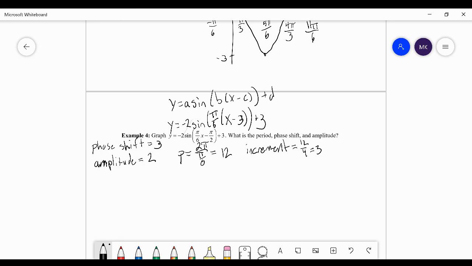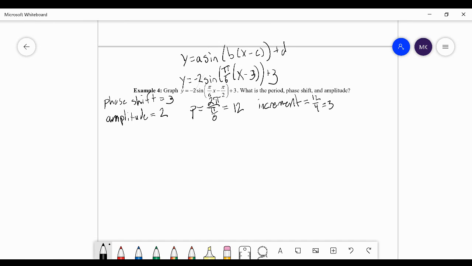Okay, so we're almost ready to start figuring out these points. We need to find where we start and where we end. So again, just like normal, for our start point, we have to solve when pi over 6 x minus pi over 2 is equal to 0. This is pretty straightforward algebra using fractions. We add pi over 2, divide by pi over 6, simplify things, and we end up with x equals 3.